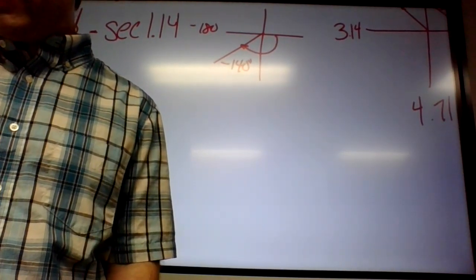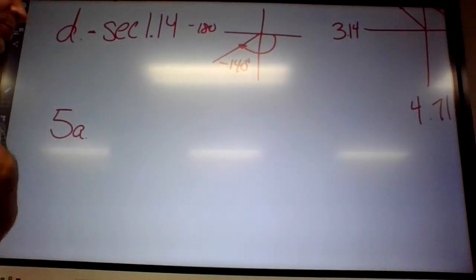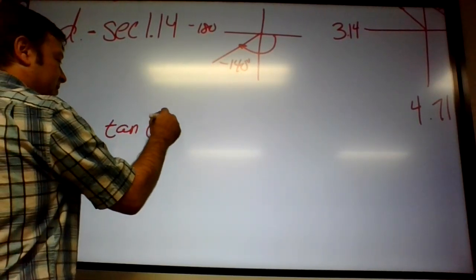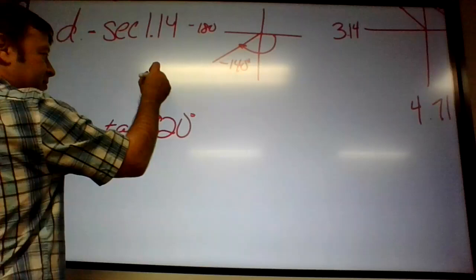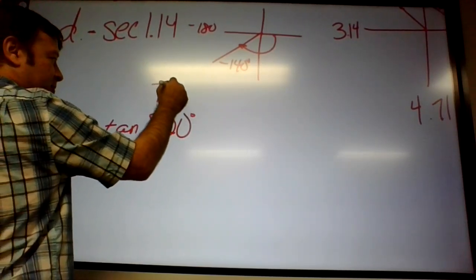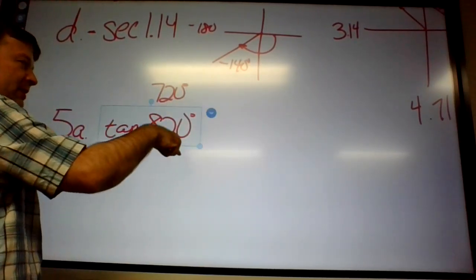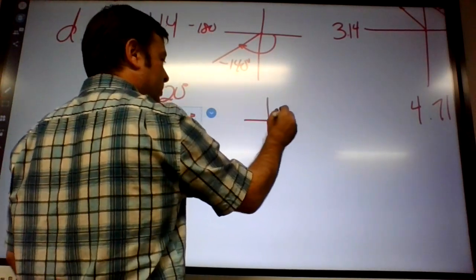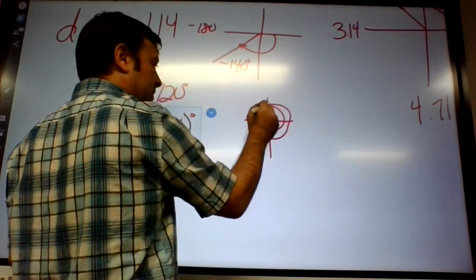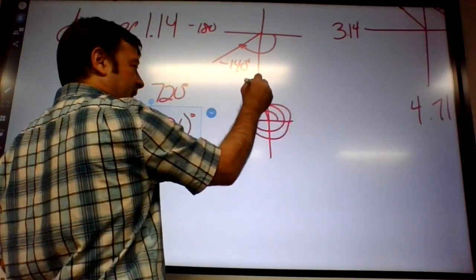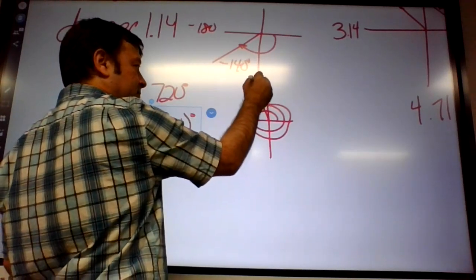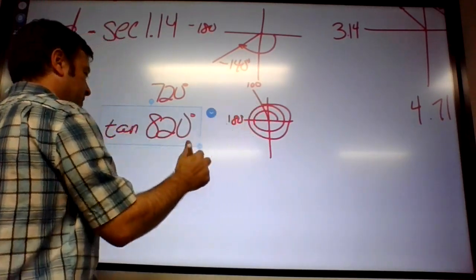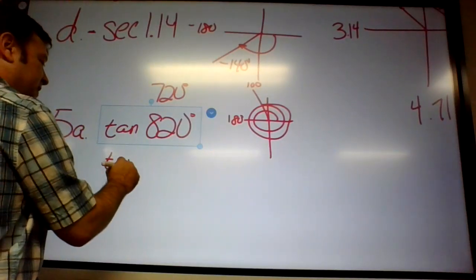Number 5. Tangent of 820. Oh yeah, that one's going around the circle a couple times, right? Because 2 revolutions, 2 360s, is 720. So this is like 2 revolutions plus another 100 degrees. So what quadrant are we in? The second. Yeah, 100 degrees would be past 90. And how far are we from the x-axis? 80. So it's tangent of 80.